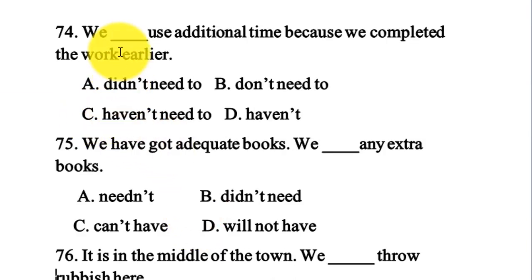Question number 74. We blank use additional time because we completed the work earlier. This is also a modal verb question. The options: didn't need to, don't need to, haven't need to, and haven't. So what's the answer here?